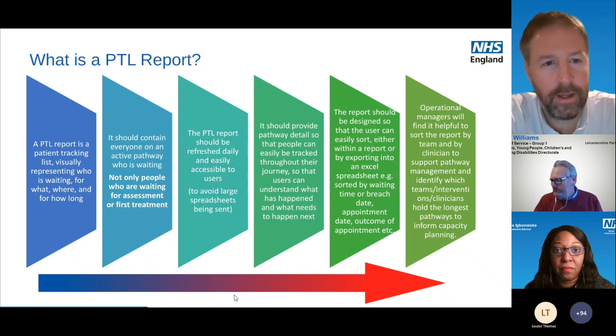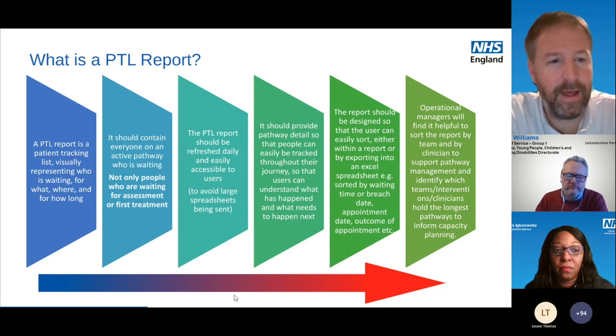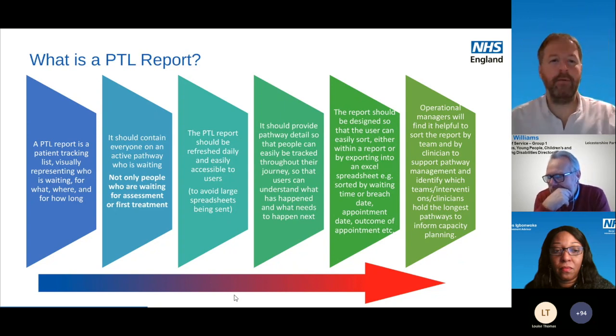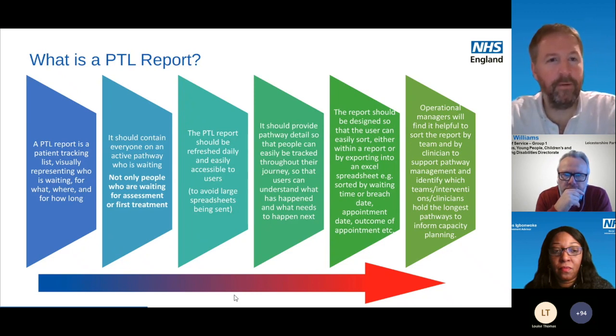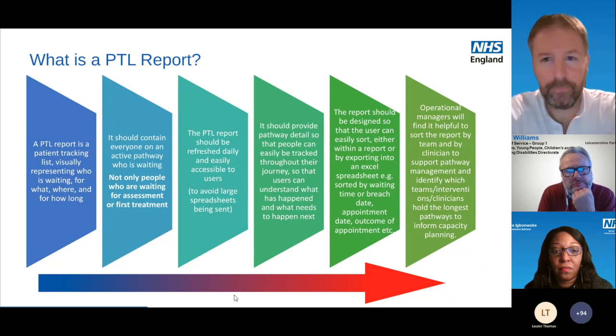Right, so what is a PTL report? As I said before, it's basically a list, usually representing visually the shape of that list. And a bit further on, I'll show you a couple of examples. It should contain everyone on an active pathway who's waiting. As we said before, not just people who are waiting for their first appointment, but people who are waiting for other things as well. And to be clear, if someone's doing a course of 12 sessions of some intervention, you don't necessarily need a waiting list for every single one of those 12 sessions. You need a waiting list for the start of that course of treatment.